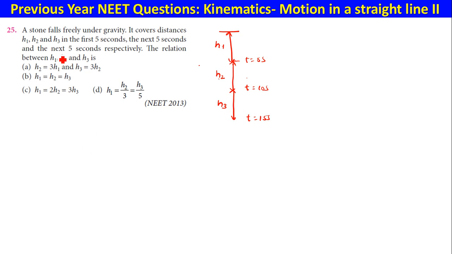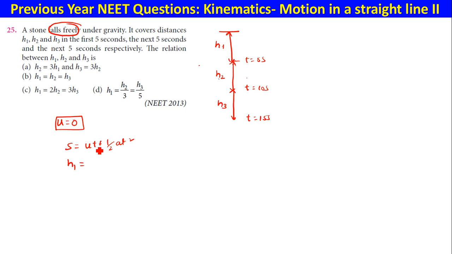One thing is for sure: whenever the stone is falling freely, definitely you have to take initial velocity as 0. You are not giving any velocity. That is the meaning of it. Understand? It covers distances h1. So let us apply s is equal to ut plus half at square. So what is the distance covered in the first 5 seconds?